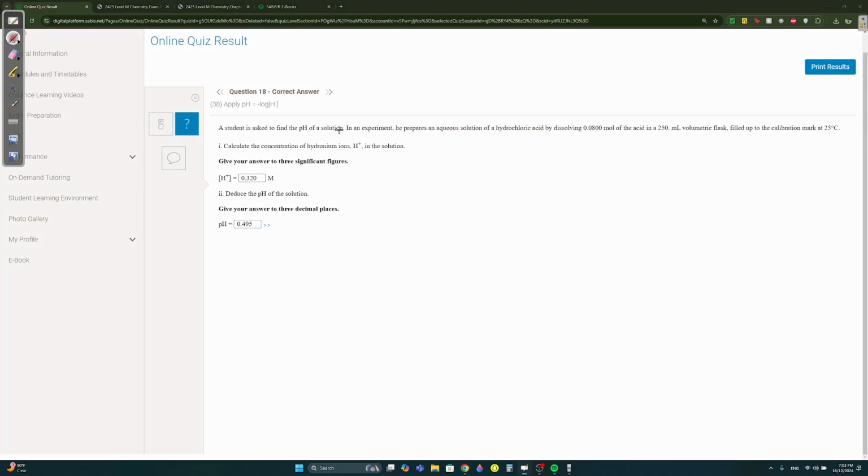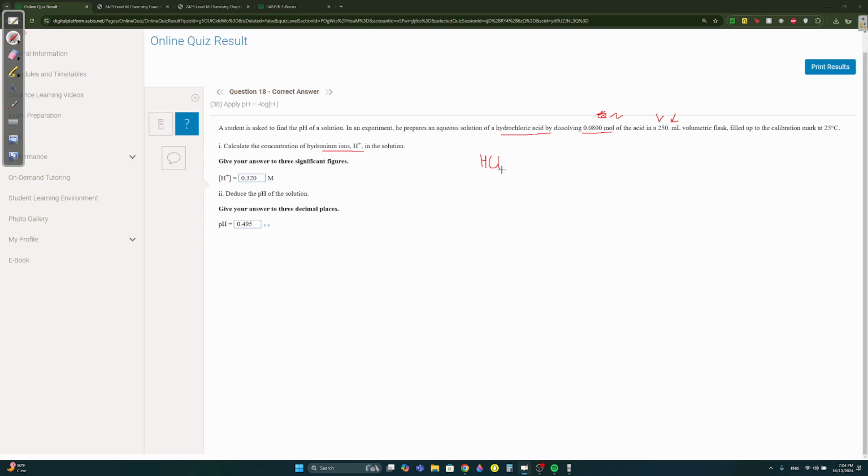A student is asked to find the pH of a solution. He prepares an aqueous solution by dissolving 0.08 moles in 250 ml. So they gave you the moles, they gave you the volume. Find the concentration of H plus. What's he dissolving? Hydrochloric acid. It took me a second to find it.